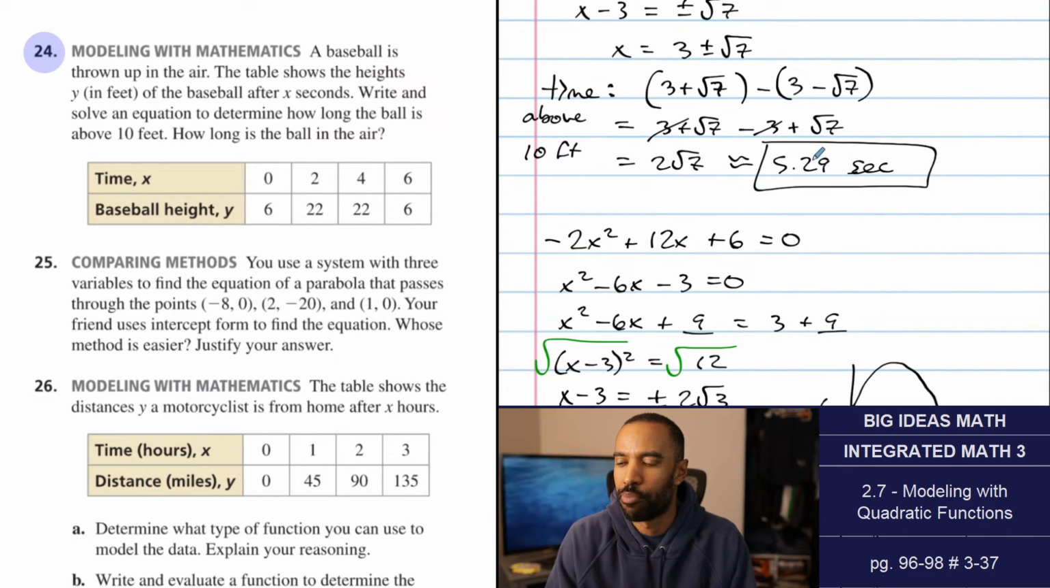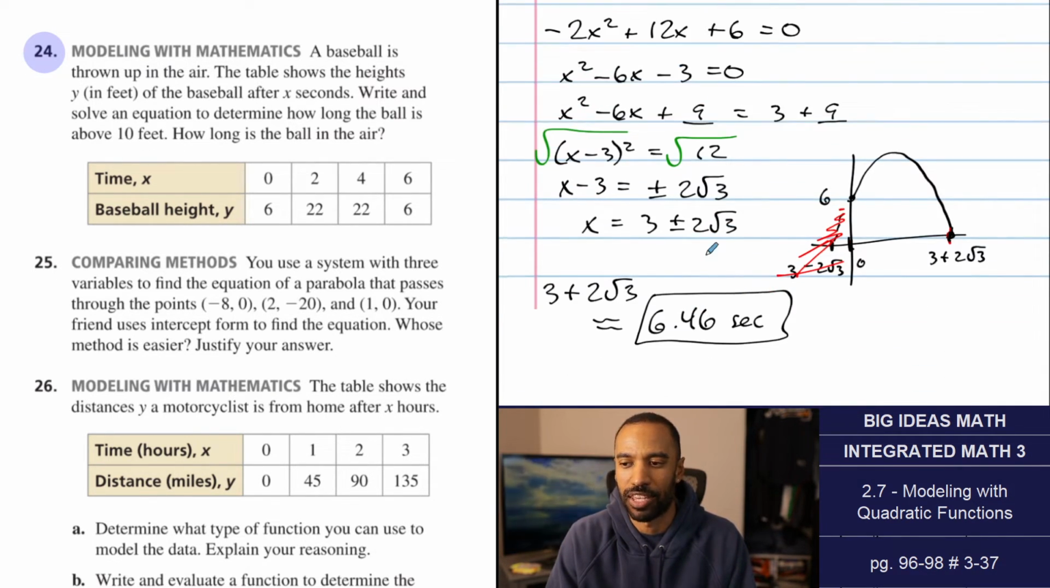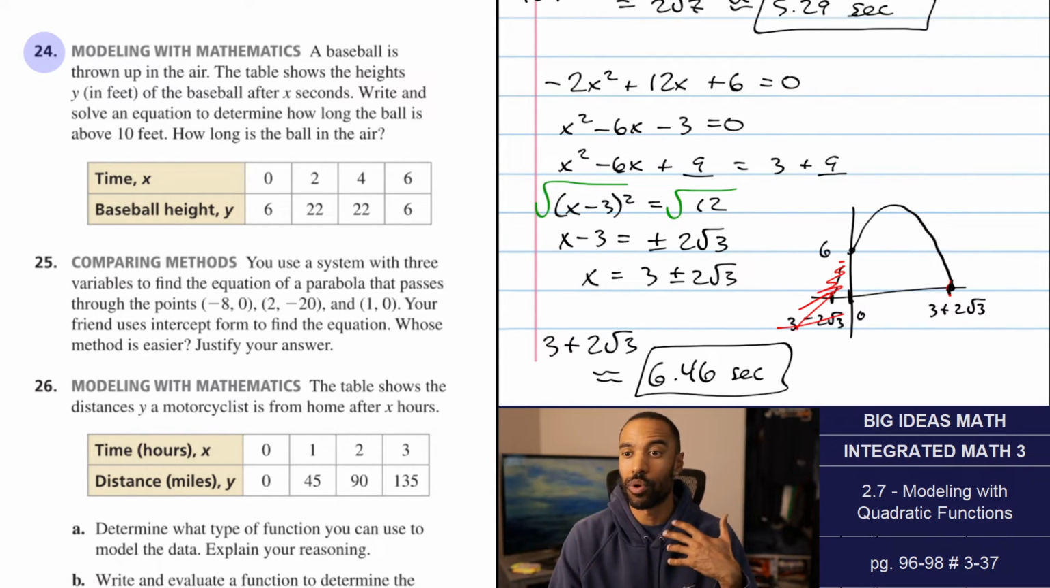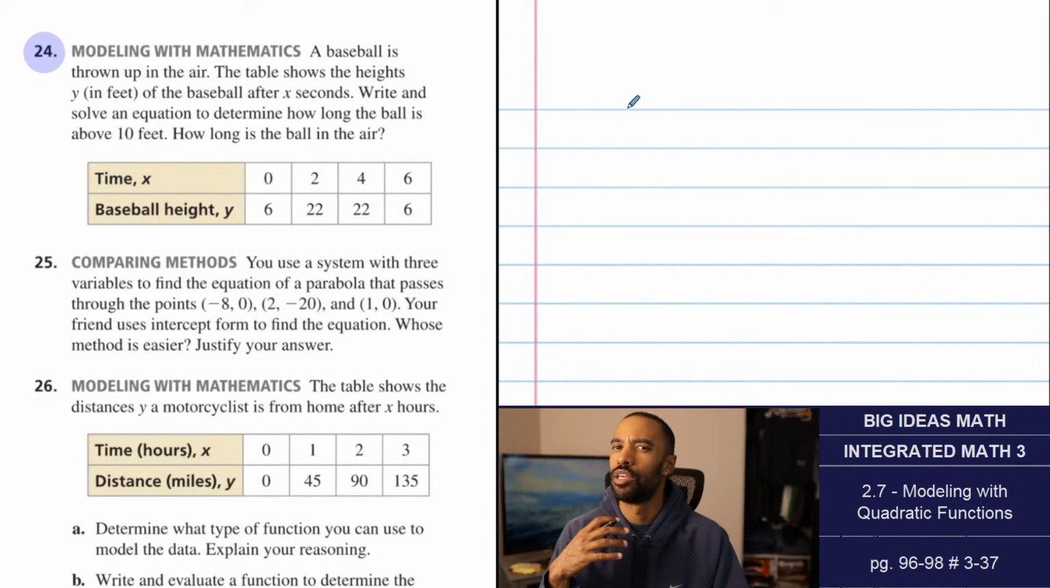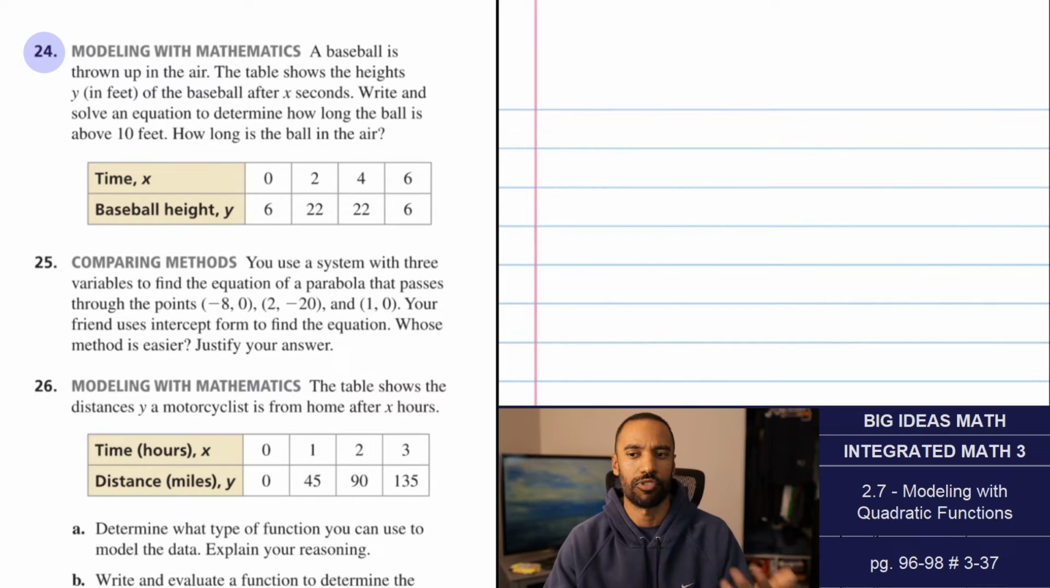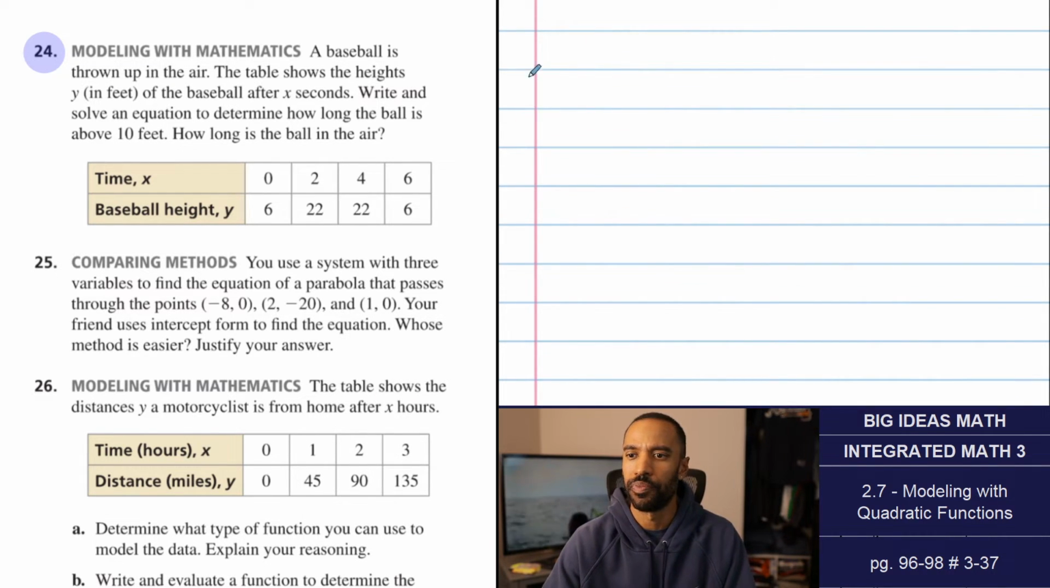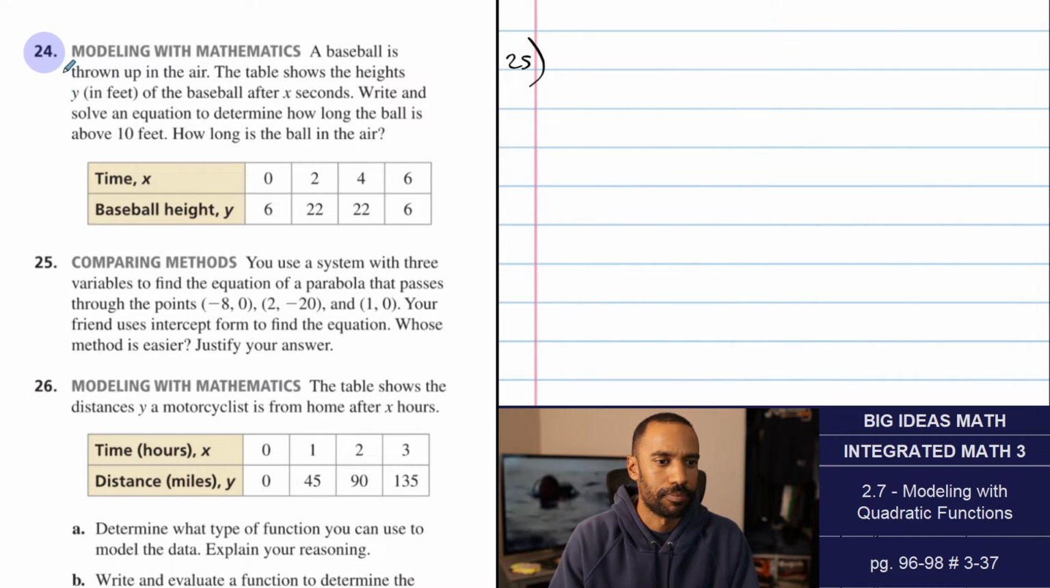So we said around 5.3 seconds here, around 6.5 seconds there. And we had the model. So solving standard form, you can see it was a robust problem. There was a lot of things that were asked. That's why I didn't want to spend a lot of time on solving the systems. We just did that stuff. Solving quadratics, we've done that in IM2. We'll probably do it a lot moving forward. Okay, number 25.